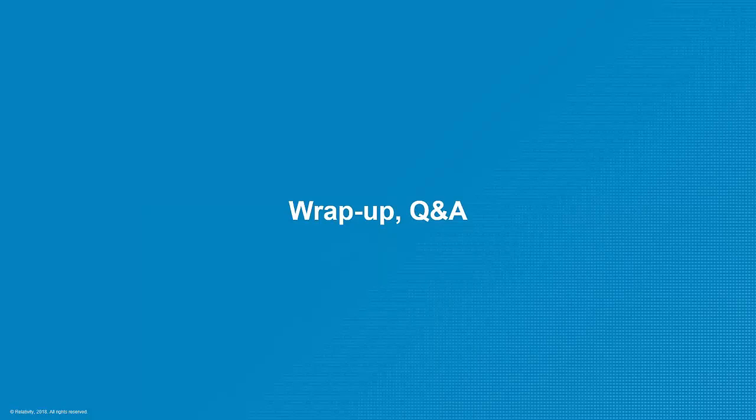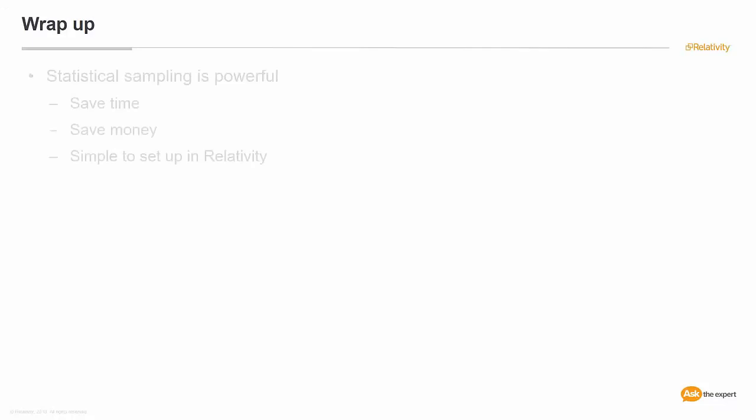That really brings us to the wrap up. I hope over the course of this session you learned some things. I hope you learned that statistical sampling, random sampling, can be a very powerful tool that can save you time and save you money. It's super easy to do in Relativity. It's easy to do other calculations using some of these calculators on the internet.